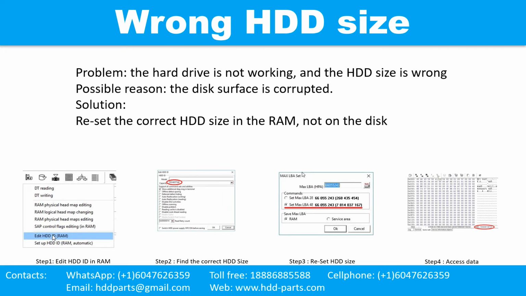Hard drive size problem: the hard drive is not working and the hard drive size is wrong. Possible reason: the disk surface is corrupted. Solution: reset the correct hard drive size in the RAM, not on the disks. The following pictures show how to fix the problem step by step.